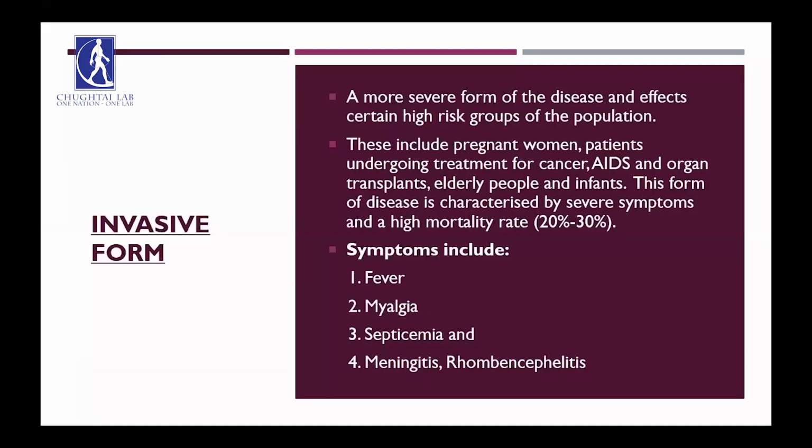So this is the invasive form, which is a more severe form of the disease and affects certain high-risk groups of the population. These include pregnant women, immunocompromised patients like AIDS and organ transplant patients, and elderly people and infants. The symptoms include fever, myalgia, septicemia, meningitis, and rhombencephalitis.